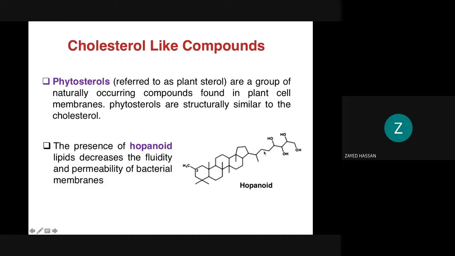And bacteria contain hopanoids. So hopanoids maintain the fluidity in bacterial cells. Is it clear?